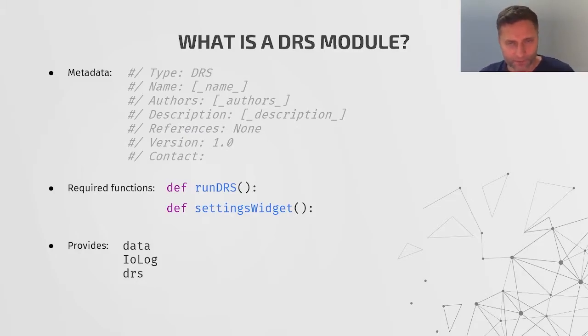There are two required functions in a DRS module. There's the run DRS function and there's the settings widget function. And we'll cover those in more detail later on. Just like in the other modules, you can access iolite's data manager via the data keyword. You can access iolite's logging module and messages view via the iolog keyword. And in the case of a DRS, there's also this DRS keyword that allows you to access certain functions that are particular to data reduction schemes.